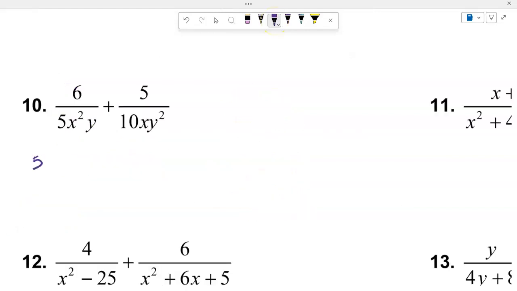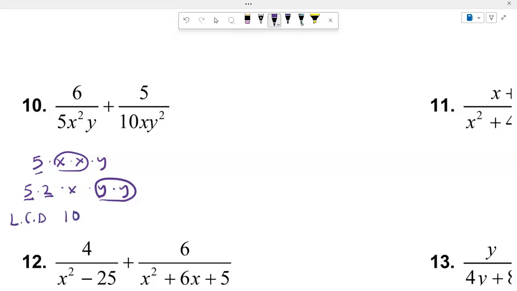For 10, I have 5 times x times x times y. For 10, I have 5 times 2 times x times y times y. I have 2 x's up here, so that's going to be my LCD. I have 2 y's here, that's going to be my LCD. I have a 2 and I have a 5. That's in my LCD. So what is my LCD? 5 times 2 is 10 times x, and it's going to be y squared. So that's my common denominator.